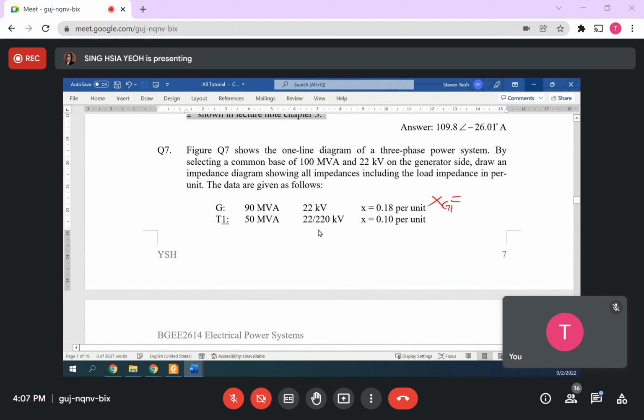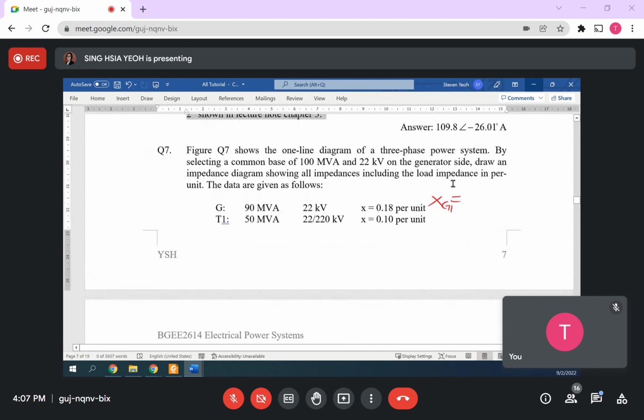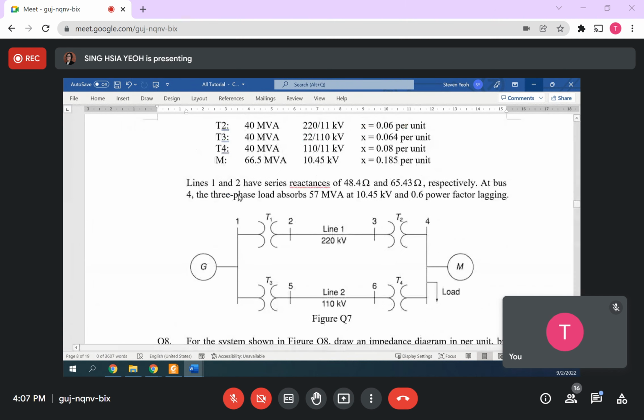Xg1 equals to... Sorry, I made a mistake. Should I start with this one first? Cannot. The first step should start from here. Determine the S new and then V new. V new, they will tell you the location, generator side. So 22 kV is here. You go through transformer 1, transformer 2.